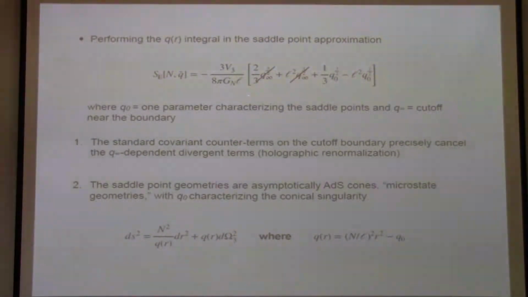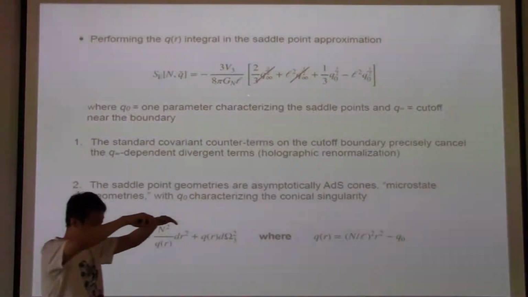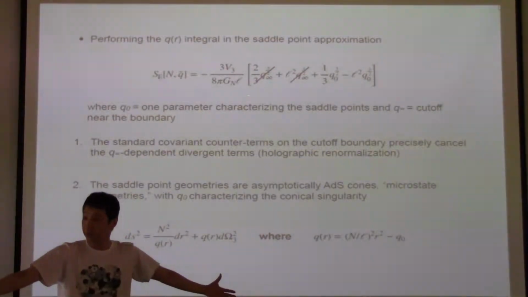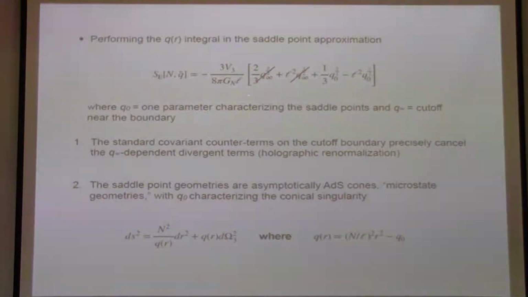Because this is asymptotically AdS space, we will have these divergences. This is the usual UV divergence we have in this type of calculation. And then we have the finite part. This Q naught is one parameter which characterizes the saddle points of this action.